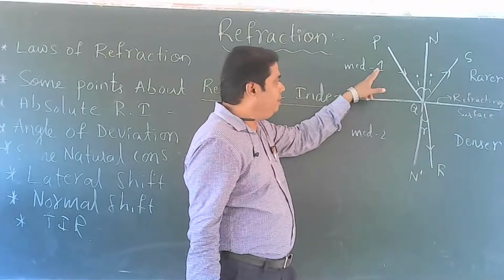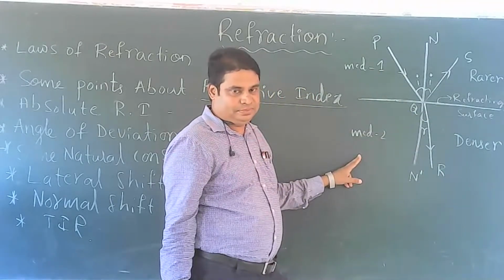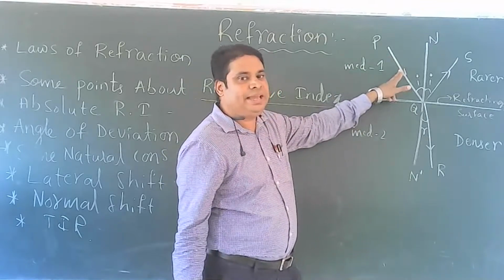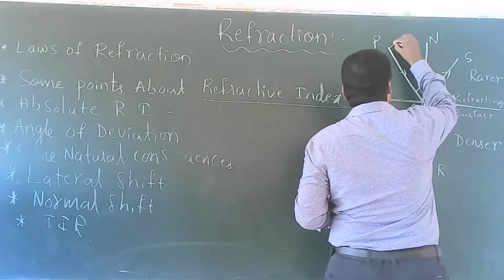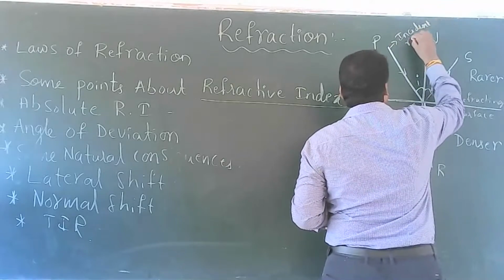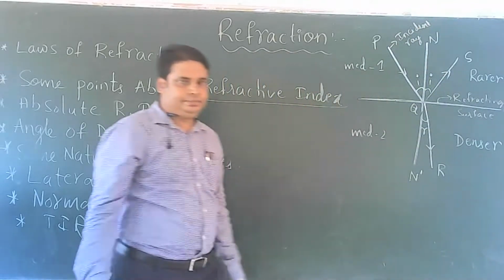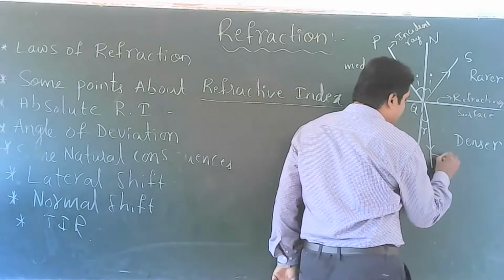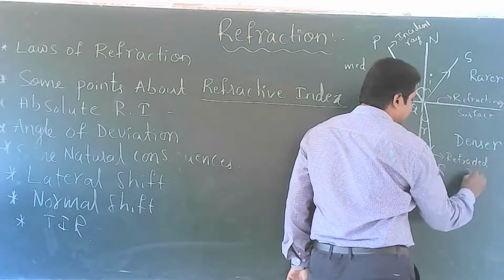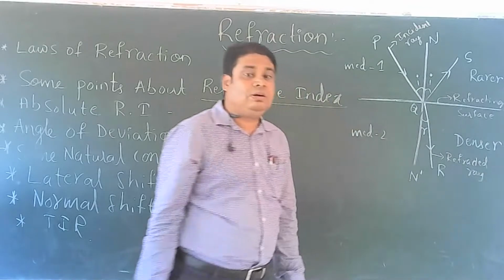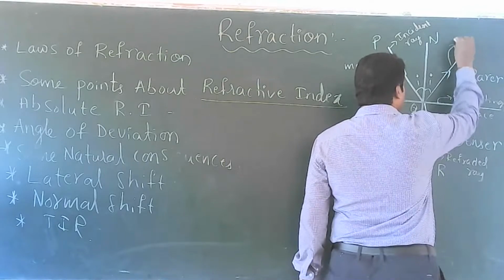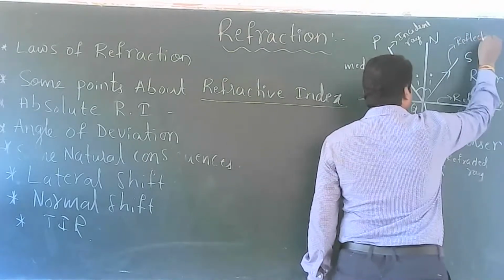Here we have two media, medium 1 and medium 2. What have we considered here? We have considered a ray. This ray is called, as usual, the incident ray. This ray is called the refracted ray. And this ray is called the reflected ray.